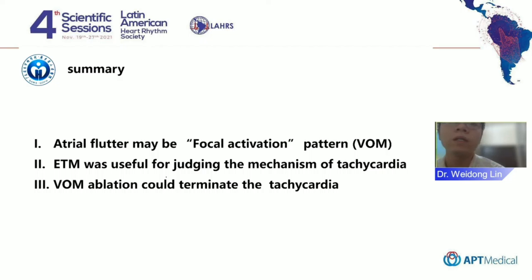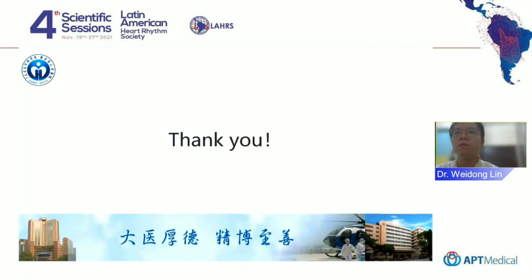So in this situation, we have to do some maneuvers, and the maneuver is useful for judging the mechanism of this kind of tachycardia. And we also have to do the vein of Marshall ablation, not only by catheter ablation but also by ethanol infusion, which can stop this kind of tachycardia. Okay, thanks all. Thank you.